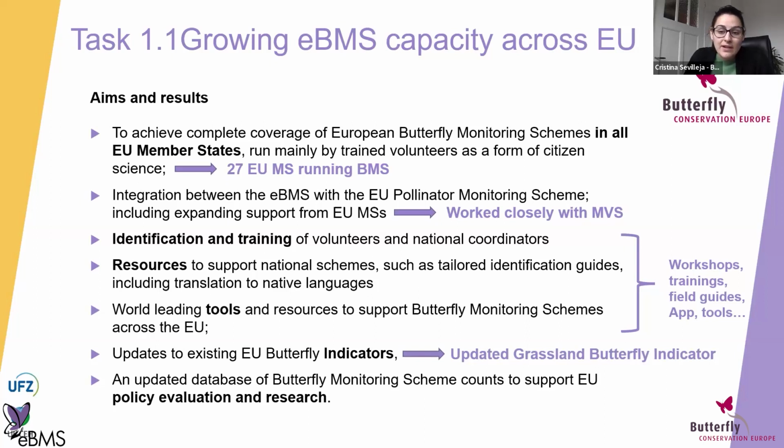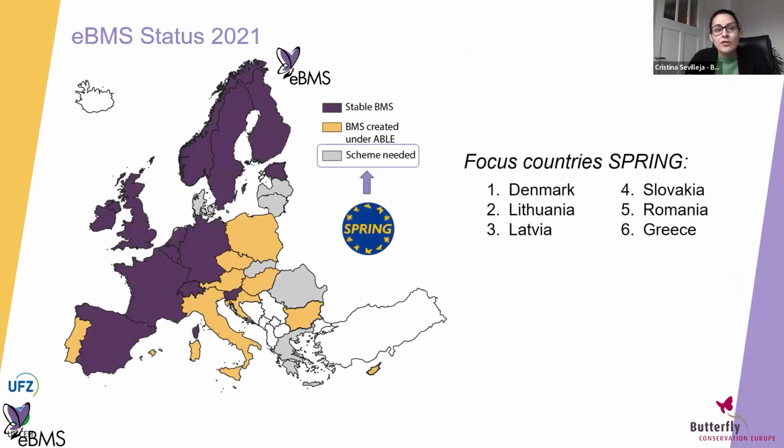We updated the grassland butterfly indicator, and we also updated the central database of eBMS up to the data of 2021. I will go through all of these parts except for the grassland butterfly indicator, because David later is going to talk more in detail about that. So I will skip that part. But for the rest, I wanted to put you in context of how we started in the Spring project.